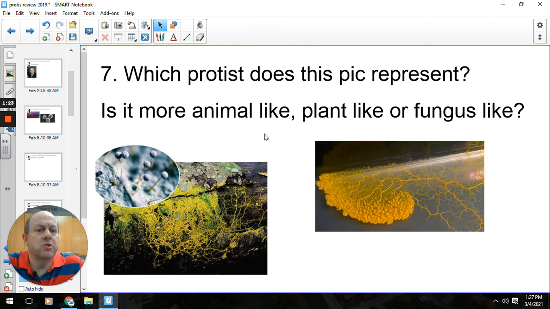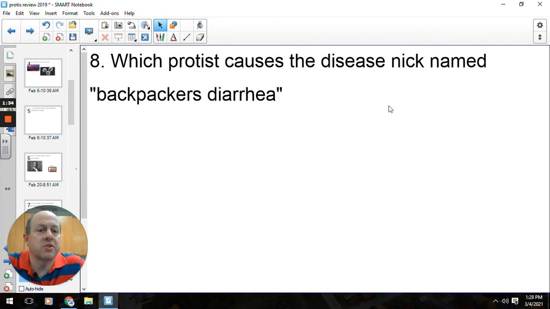Number seven, which protist does this picture represent? This would be slime molds, specifically plasmodial slime molds, and they would be more fungus-like. Which protist caused the disease nicknamed backpacker's diarrhea? That would be Giardia. So Giardia or Diplomonads, either one.